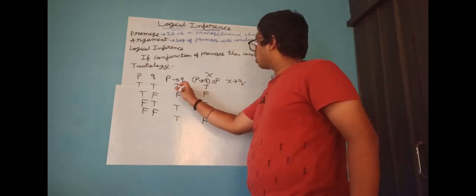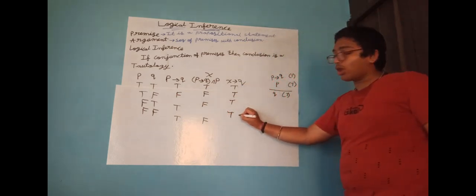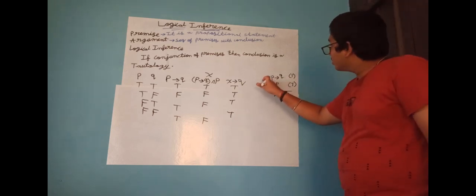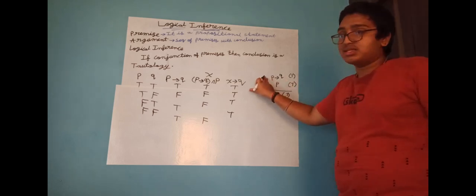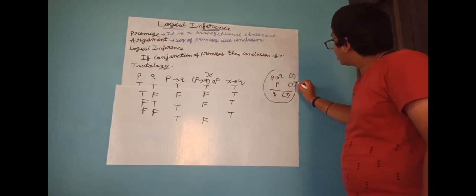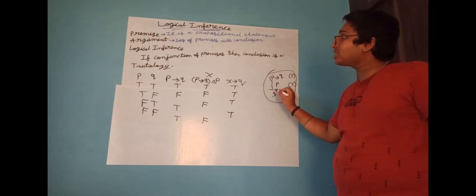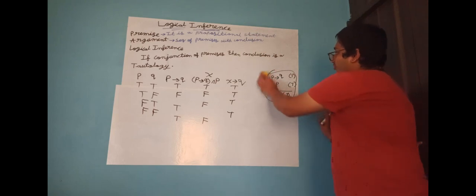What is X implies Q? True, true implies true, true. False, false, true. False, true, true, false, false, true. What have we got? A tautology. Since all the truth values are true, we say P implies Q and P are premises. And what is the argument? This complete thing is said to be the argument, because premises along with the conclusion are said to be an argument. This is what logical inference actually is.